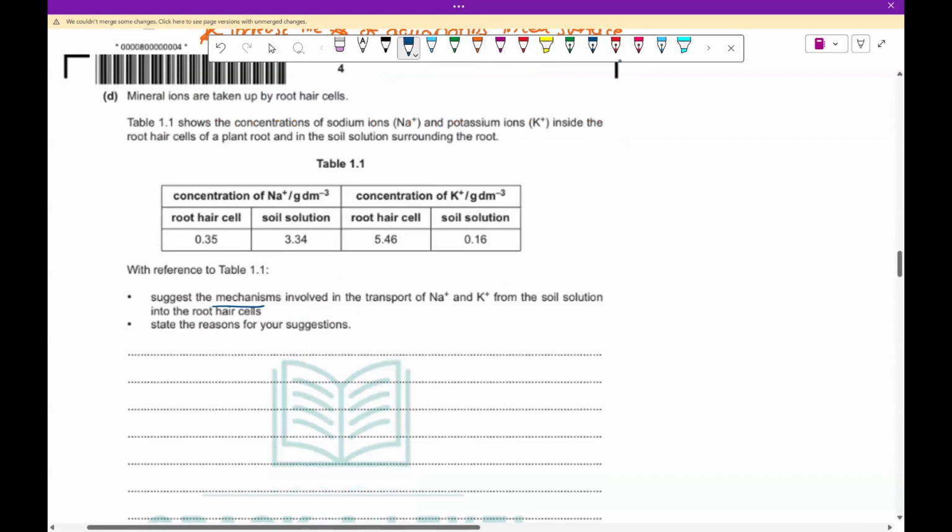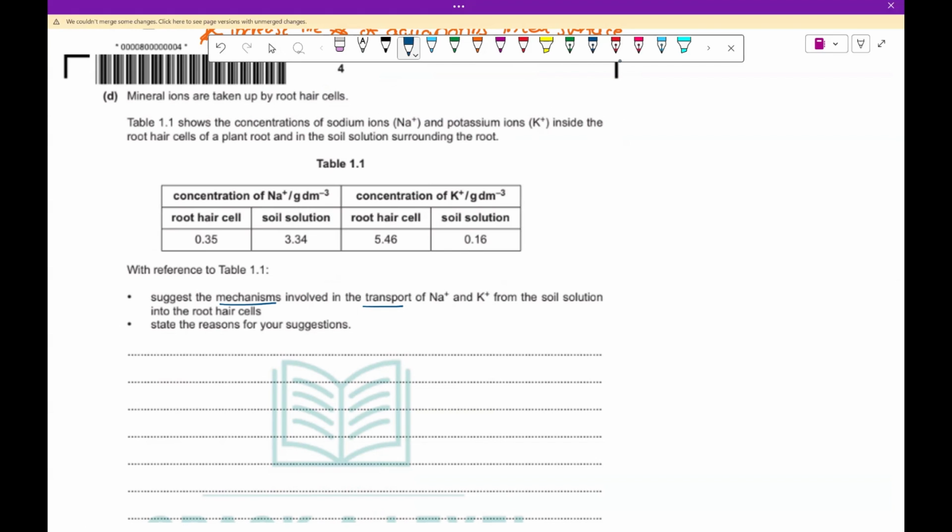Just the mechanisms involved in the transport from the soil. So the only mechanisms which we have studied and which exist, no, bro, this is not required. We don't do that stuff around that.